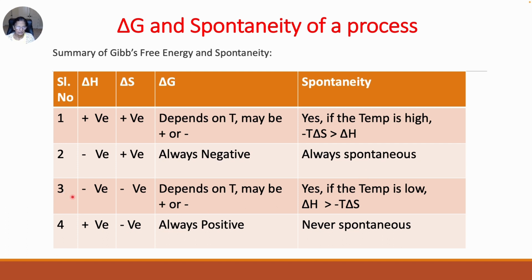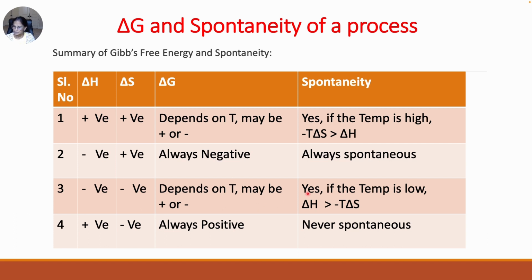Let's see case 3. Delta H is negative. Delta S is also negative. Then delta G is equal to delta H minus T delta S. Minus of minus becomes positive. So when will this reaction become spontaneous? Delta H should be more than T delta S. So this reaction depends on T. Delta G may be positive or negative depending on T.